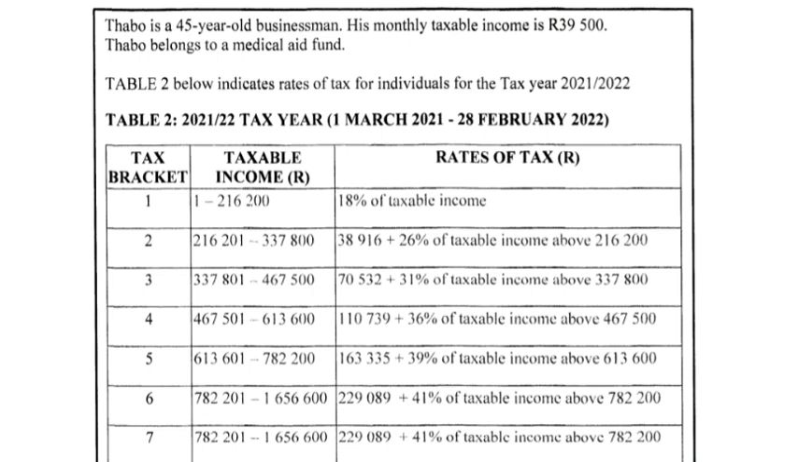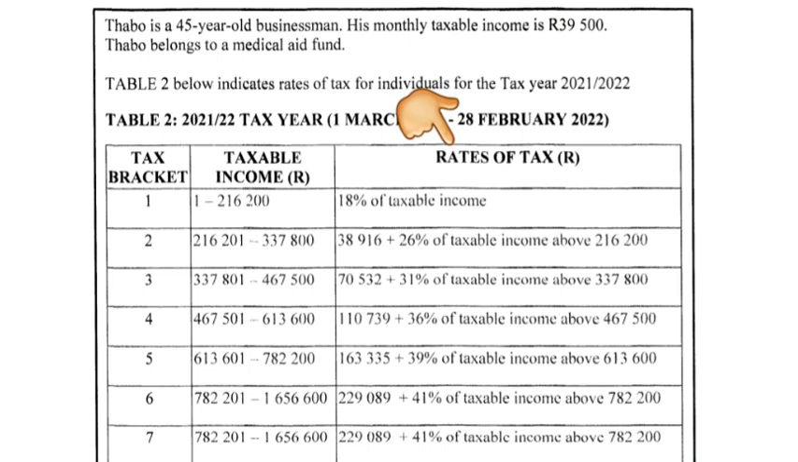In this one we are looking at Thabo, who is a 45-year-old businessman. His monthly taxable income, remember, note that it says monthly, is 39,500. Thabo belongs to a medical aid fund. We are seeing the tax brackets and the income, as well as the tax rates that we are going to use for our question.